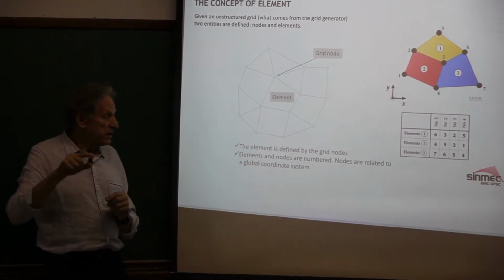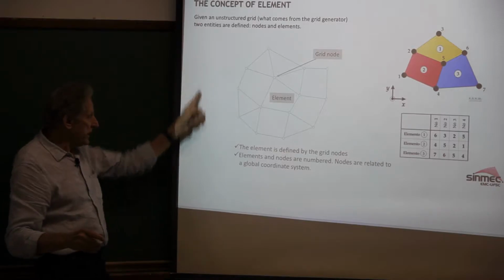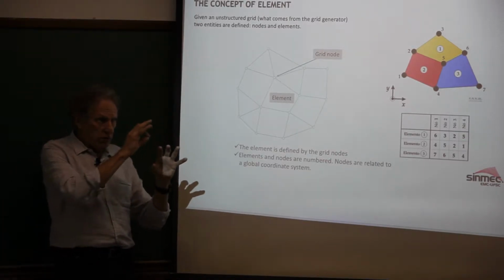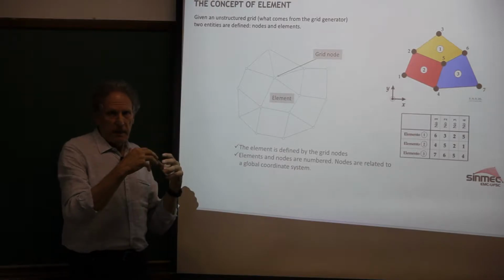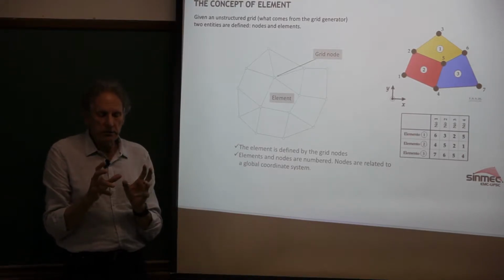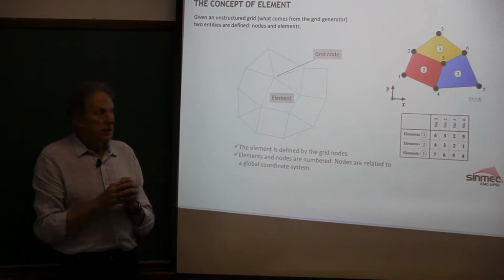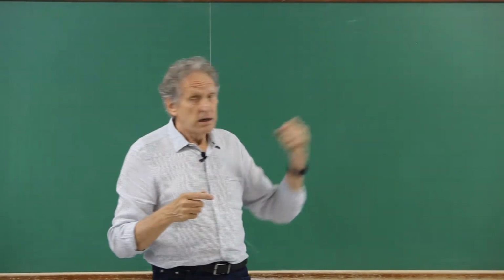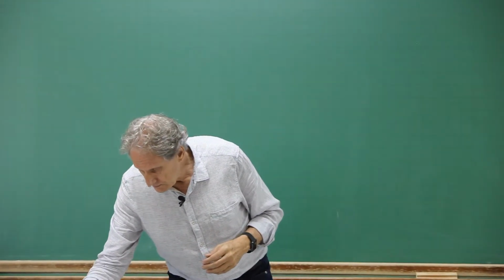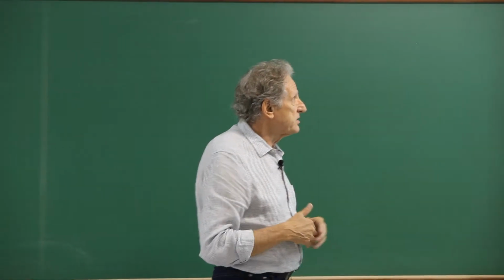Nodes are numbered relative to a global coordinate system. If you have a big unstructured mesh, you have the X, Y and Z, and then you have all the nodes numbered, 1, 2, 3, up to millions of nodes. And the elements, you are looking at them locally. But you can also number your elements, because we're going to see that in element-based methods, you are going to construct your control volume with parts of the elements. That's what will define our next slide, which is the definition of the cell center and the cell vertex methods.